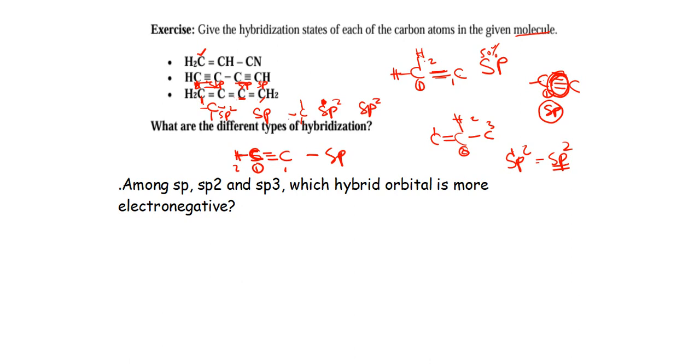So what are the different types of hybridization? Among the sp types, which hybridization is more electronegative? The more electronegative is this one, like I said. As you increase the s character, you increase the strength of the bond, like I explained, for the different types of groups.